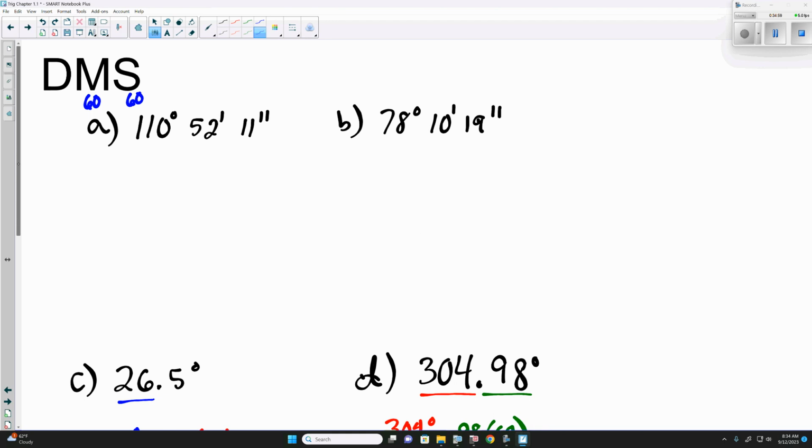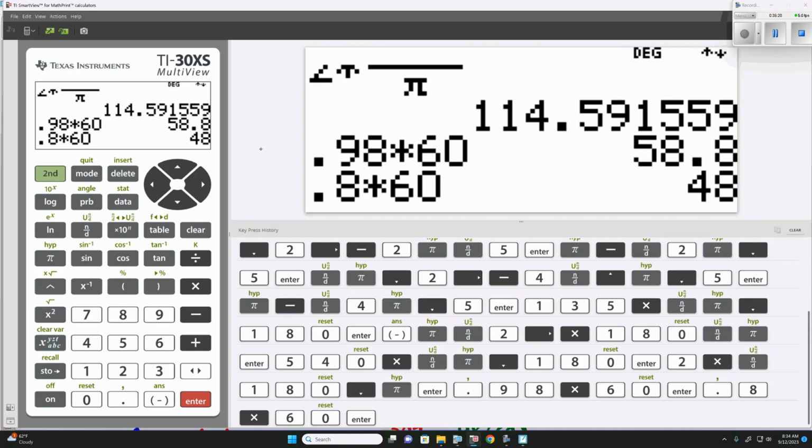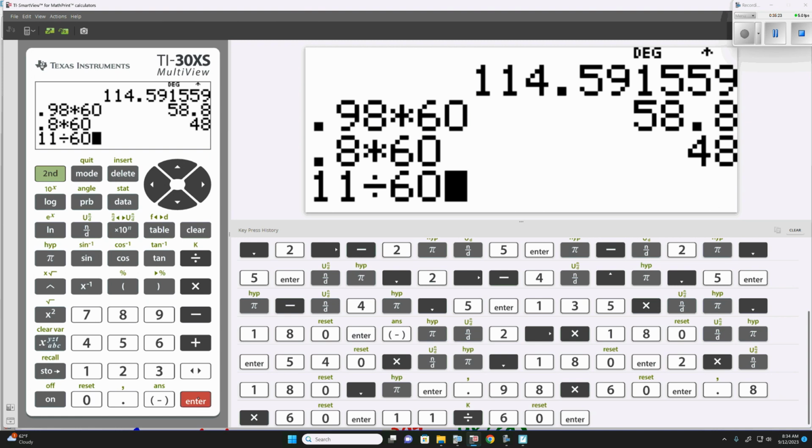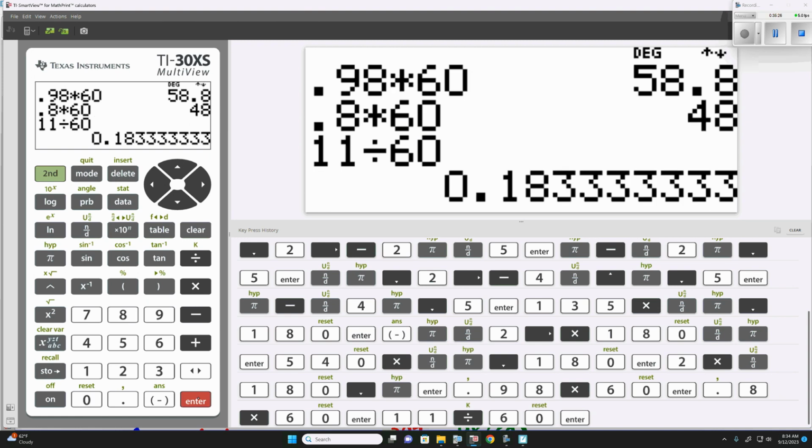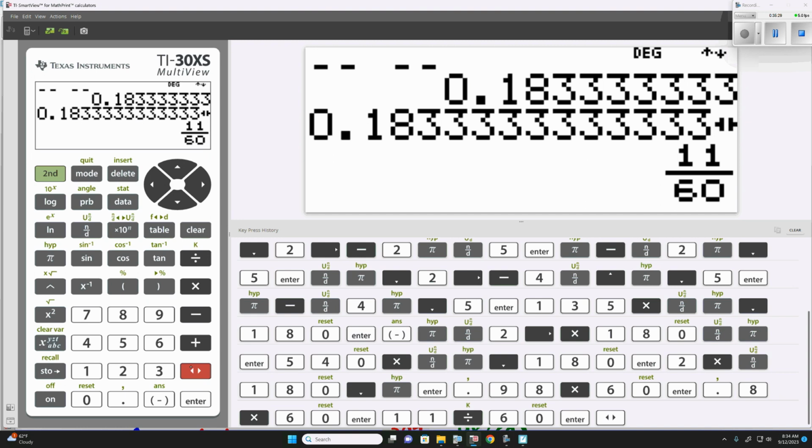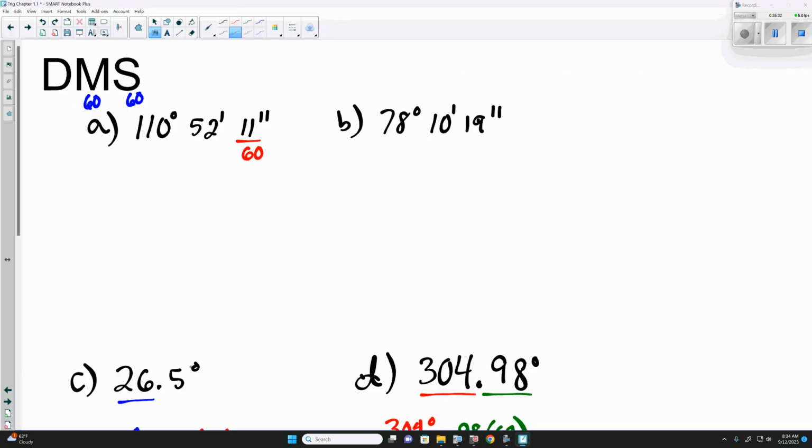Now we need to look at this here. Now to go from our angle to degrees, minutes, seconds, we multiplied by 60 and then multiplied by 60 again, yes? So for this here, we're going to have to work backwards or do the opposite. So the first thing we'll do is divide our seconds by 60. So we're going to do 11 divided by 60. 0.183 or 11/60ths, which tells us that we have 110 degrees, 52.183.